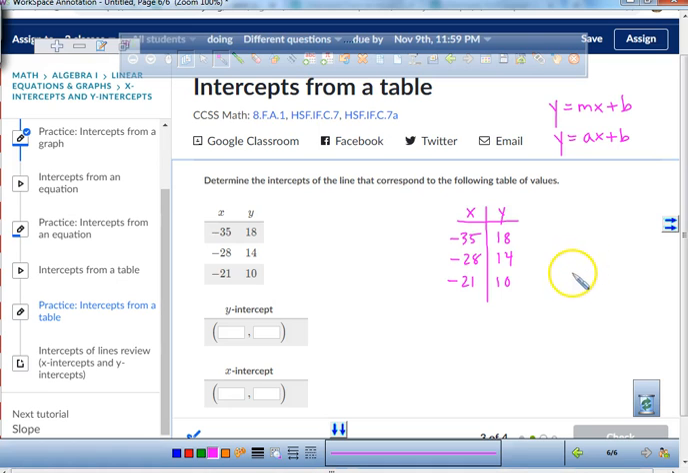Alright, now the first thing I want you guys to know is, for your y-intercept, what is the x value always going to be? 0. Now, for your x-intercept, what is your y value always going to be? 0. That's what we've been doing. That's what we've been learning today.